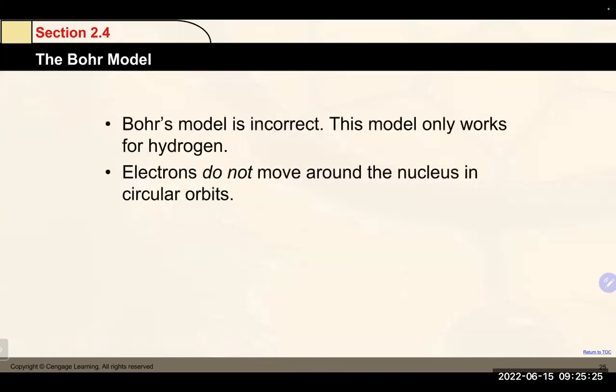So Bohr's model is incorrect. It really only works for hydrogen, and the take-home message is that electrons do not move around in pretty circular orbits. We move away from the idea of orbits to orbitals, like S, P, D, and F orbitals, as theoretical ideas of where electrons are found within the atom, and we'll talk more about that next time. Basically, electron configuration is the idea behind that.